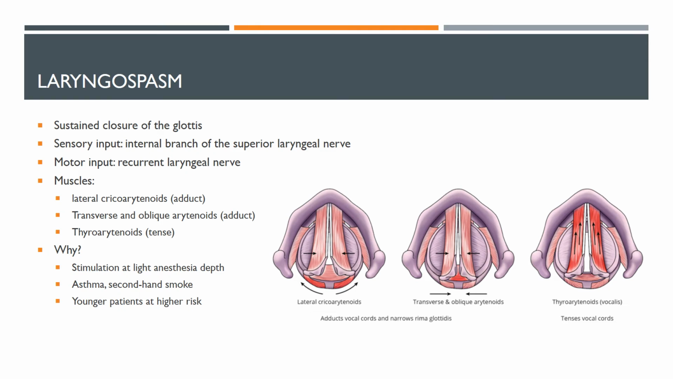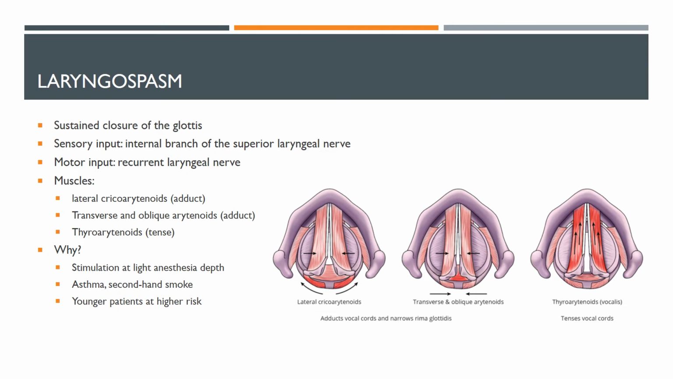Now, the recurrent laryngeal nerve innervates the muscles that are listed down here in the picture. So the lateral cricoarytenoids adduct, the transverse and oblique arytenoids also adduct the vocal cords, and the thyroarytenoids tense the vocal cords. Now, why does this happen?